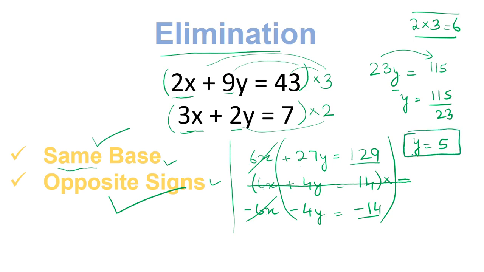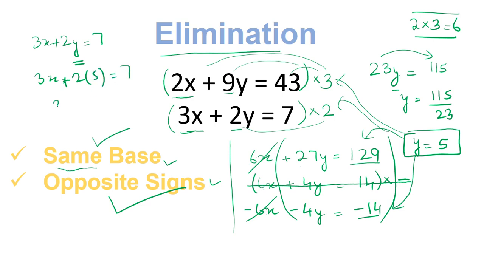Now, once I have got my 5, you can put this y value in either of the equations, the first equation or the second equation. Wherever you put your y, you will get the same value for x whichever equation you use. Now, if I'm going to use the second equation, that is 3x plus 2y equals 7, I can replace this y with my answer, that is 5. So 3x plus 2 times 5 equals 7, and then 3x plus 10 equals 7.